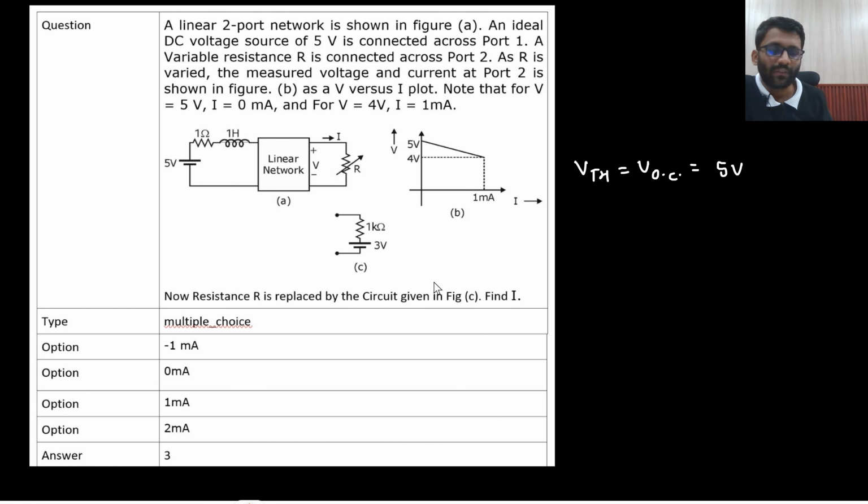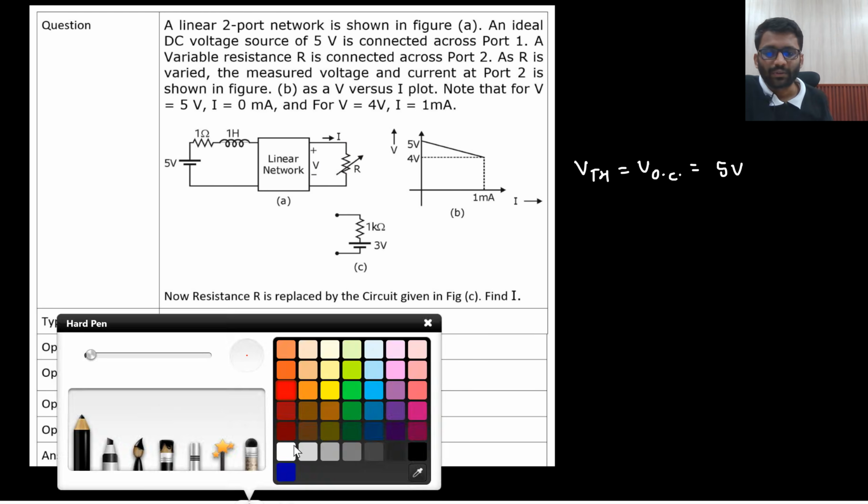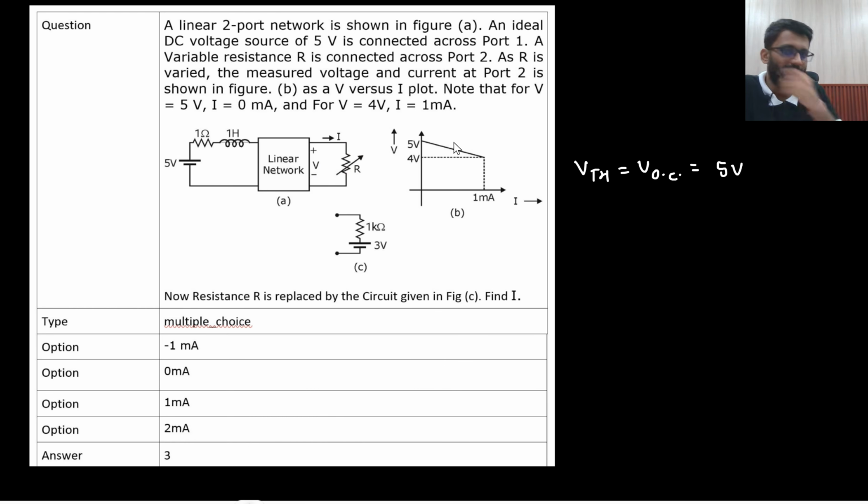So what I would do is try finding the Norton current. What is the Norton current? This V goes to 0. When this V goes to 0, what will be the current? That would be your Norton current. For that, I can write down the equation of this line, right? So what will be the equation of this line?